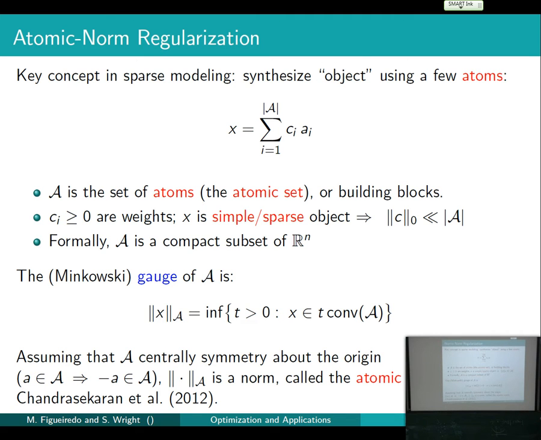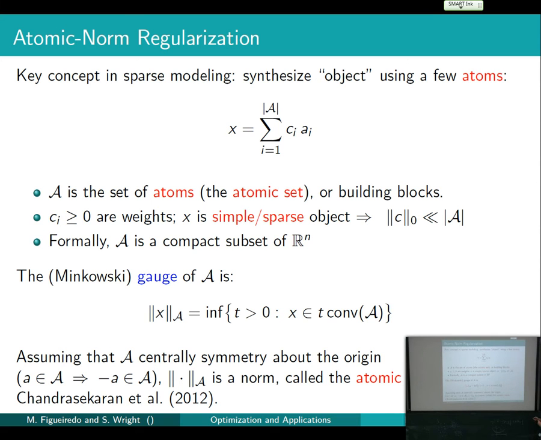The atomic set would contain n elements. In the case of matrices, the set of atoms is actually infinite because there are infinitely many rank one matrices of size m by n, okay? And the x that you're looking for could be a combination of any number of them. So the set A could have infinite cardinality, okay?